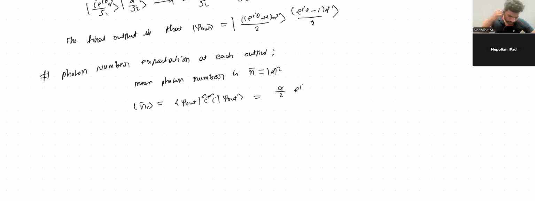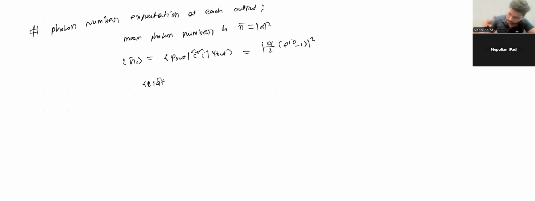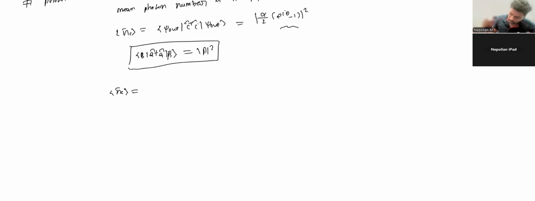alpha by 2 times (e^{iθ} - 1) and mod squared. On the coherent state alpha, the expectation value of the number operator, a dagger a, gives mod alpha squared of this state. That's why, in this case, we got this final output. Similarly for N_C and N_D: N_C gives mod alpha squared divided by 2 times (1 - cos theta), and for the expectation of N_D we get mod alpha squared divided by 2 times (1 + cos theta).